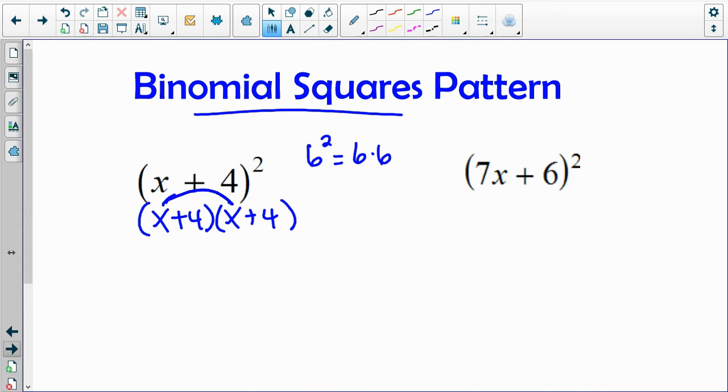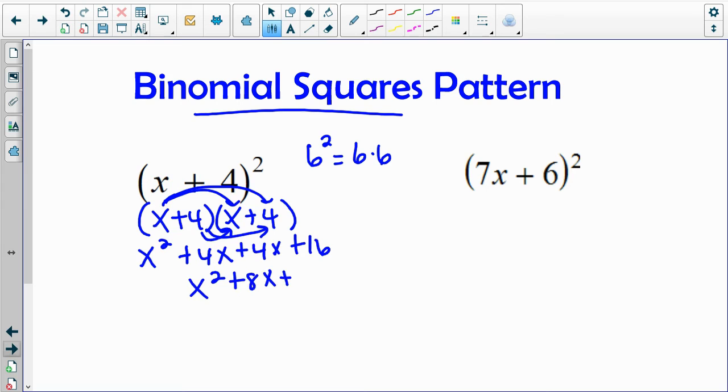So we get our first. You guys, what's x times x? X squared. What's x times 4 on the outside? 4x. Insides, 4x, and my last, 16. I can put my like terms together and get 8x in the middle.